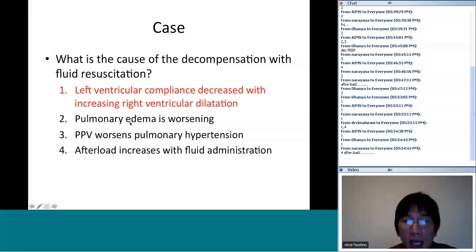So typically in patients with severe pulmonary hypertension, they don't end up with pulmonary edema unless it's a pulmonary venous hypertension. But if it's a pulmonary arterial hypertension, it's unlikely for them to have pulmonary edema because the resistance is so high. The effect of PPV on pulmonary hypertension actually depends on the amount of positive pressure that you're giving. Again, it's a U-shaped relationship. And then afterload increases with fluid administration, there's really no correlation between the two.